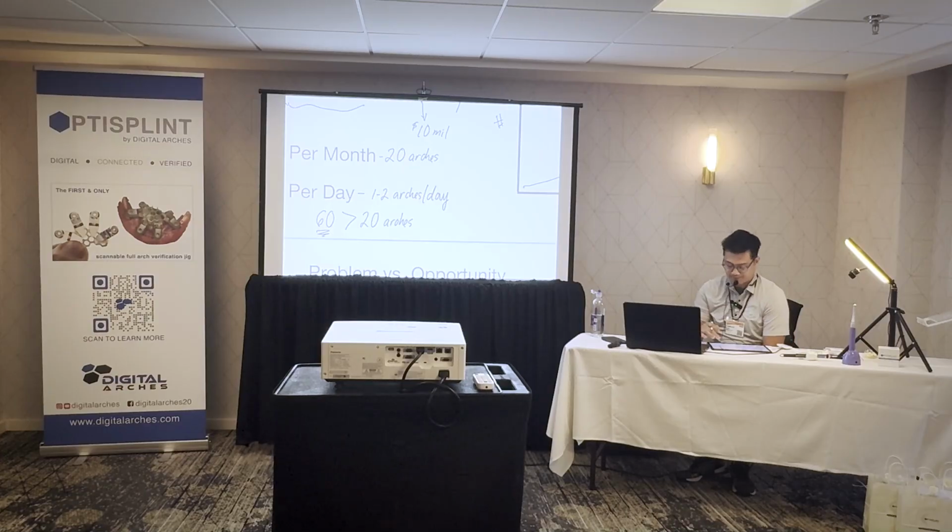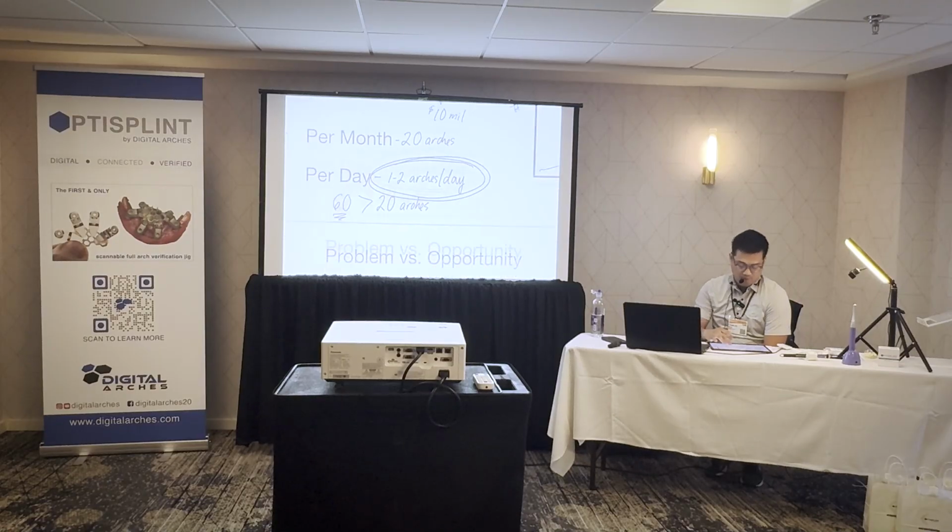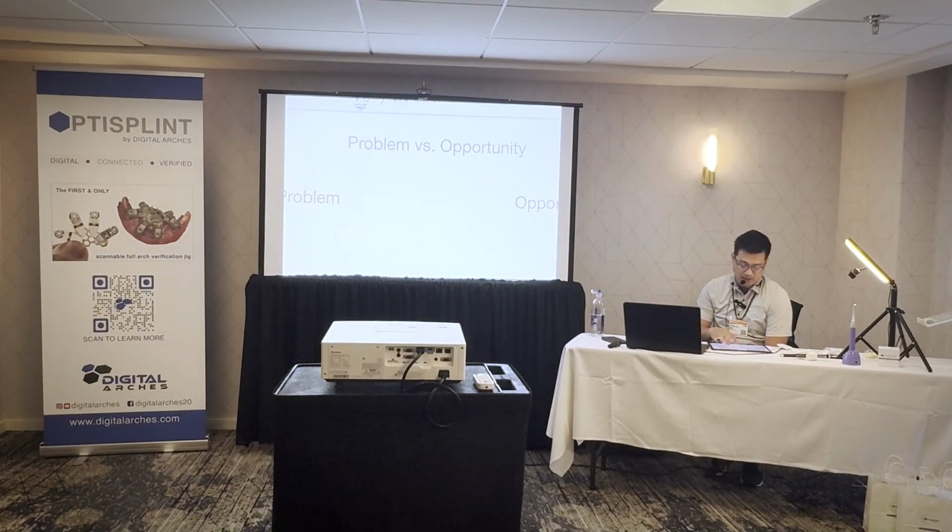Super, super easy. So the question is, okay, if that is the metric I've got to hit to do 2 million, what's preventing me from hitting that metric, right? What are the things in my lab, whether inside factors or outside factors, that are preventing me from doing 1 or 2 arches per day? And so what we have to look at is problems versus opportunities.